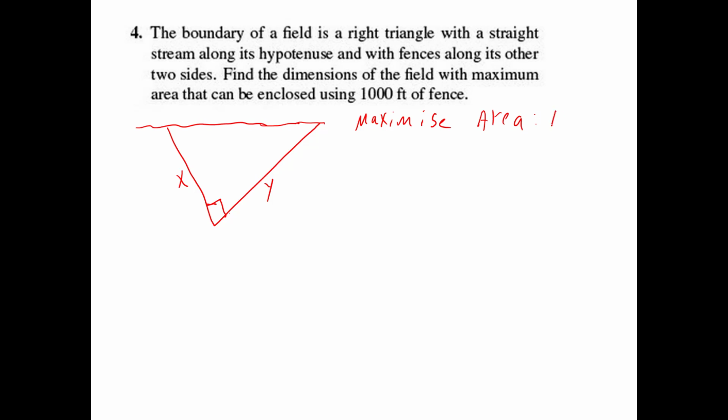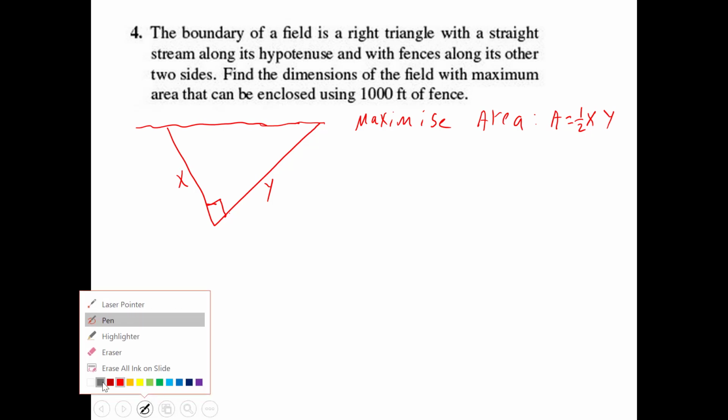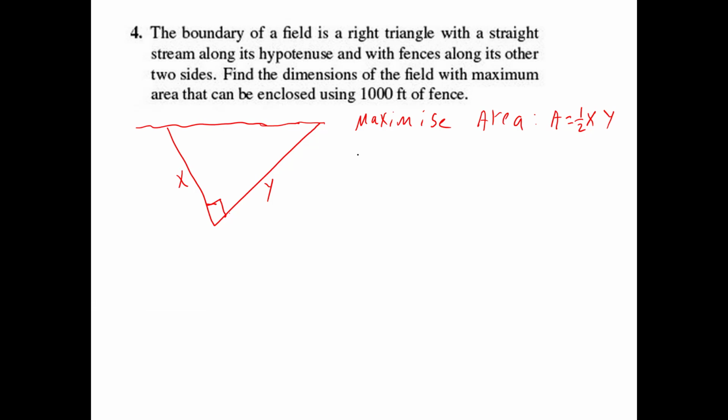So we need a formula for the area. What we have is a triangle, and the formula for the area of a triangle is 1/2 the base times the height. Again, to do our calculus on this and find the critical points and the absolute max and the absolute min, we can't have 2 variables. We can't have the x and the y. So we need to get rid of one of these variables. So we need a constraint.